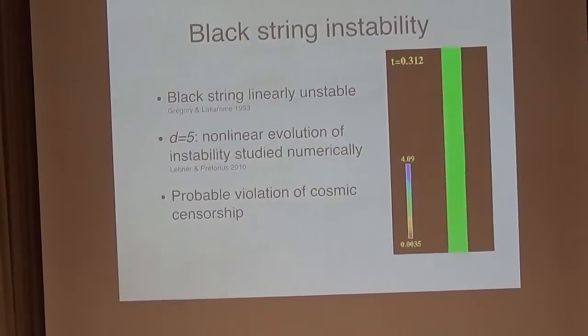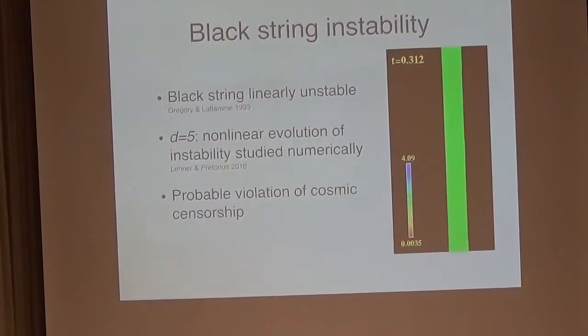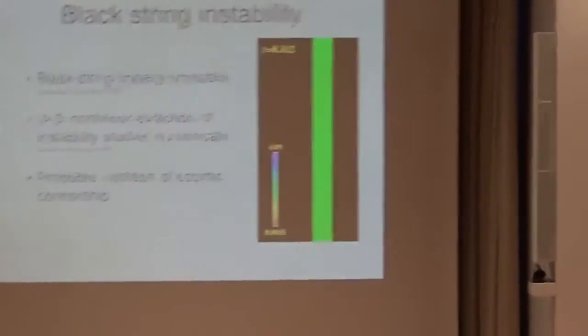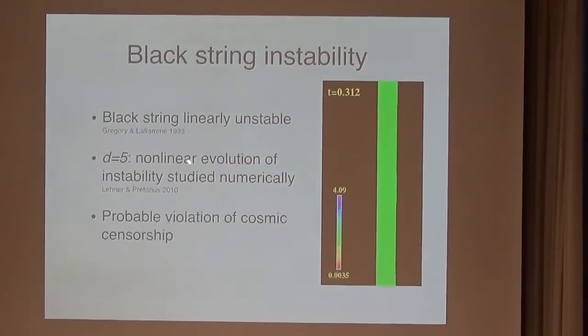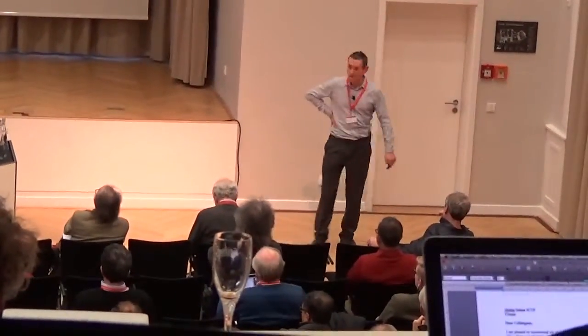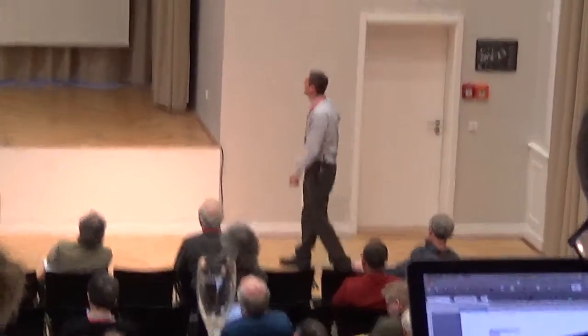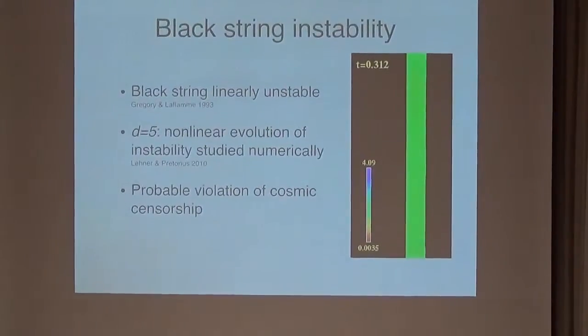The interesting question then is what happens non-linearly? What happens when non-linear effects take over? How does this instability evolve? And so, of course, to answer that, you have to solve the Einstein equation in full generality, which is hard, and was only achieved a few years ago by Luis Lehner and Frans Pretorius, who studied this numerically for the special case of 5 dimensions. So I'm going to warm you up for the next speaker by showing you his results.